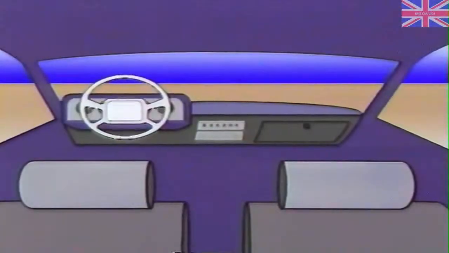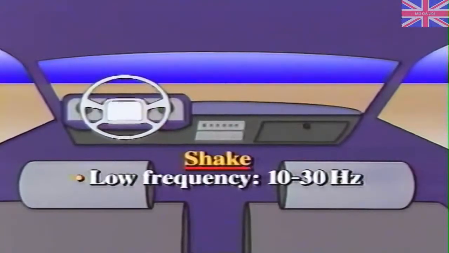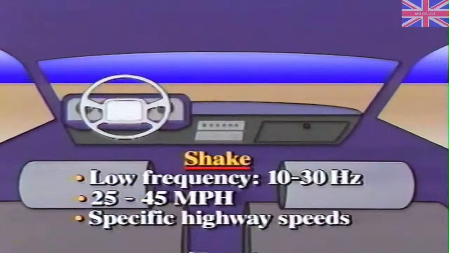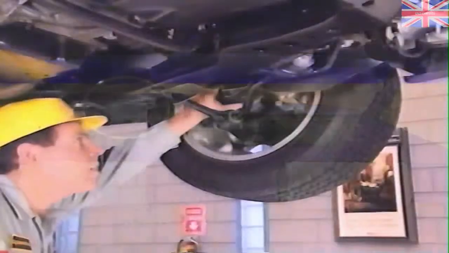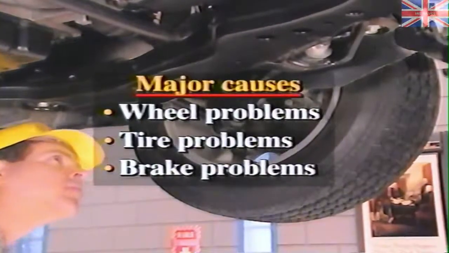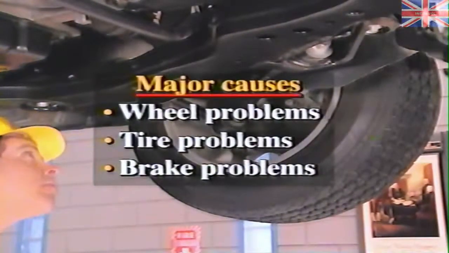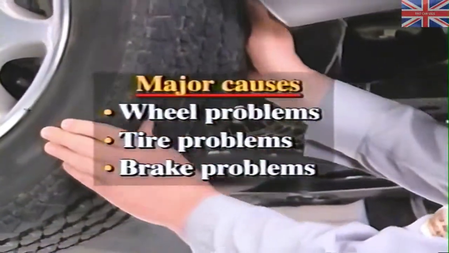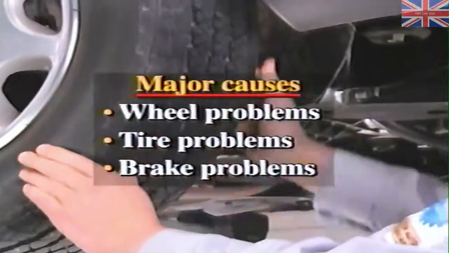Shake is a common vibration and is identified by severe vertical or lateral vibration of the body, seats, or steering wheel. Shake generally has a low frequency between 10 to 30 hertz and occurs at speeds between 25 and 45 miles per hour. It also can occur at specific highway speeds. Shake symptoms are most often caused by wheel, tire, and brake area problems. Actually, wheel, tire, and brake area problems cause a major portion of noise, vibration, and harshness, so the following checks apply to other symptoms as well.